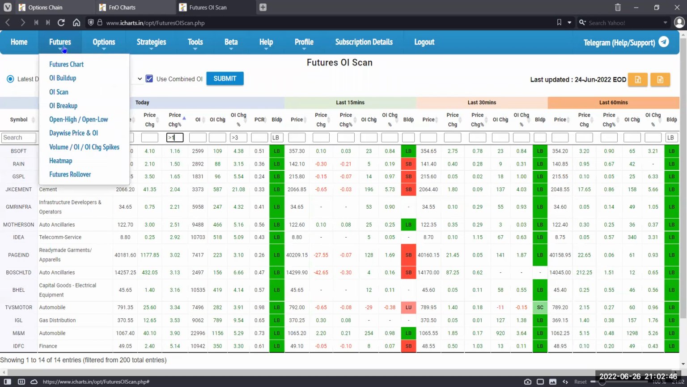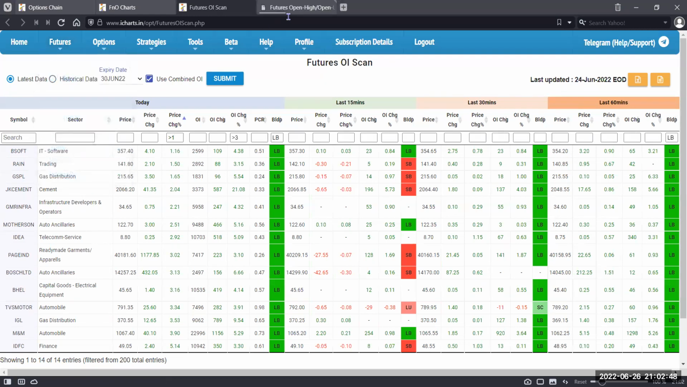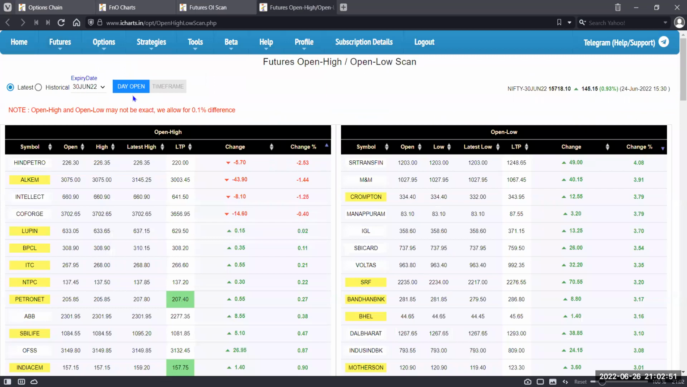The other way to scan for scripts is going to be open high, open low. Over here, if you use day open, the day's first minute open and high are checked, and if they are close, we allow for a 0.1% difference. That way, if you see open and high here, a 5 paise difference is there, but we are showing it. So this little bit of difference is fine. They have to be either equal or slightly different. So we list this. The open highs are supposed to be bearish, the open lows bullish, to begin with.